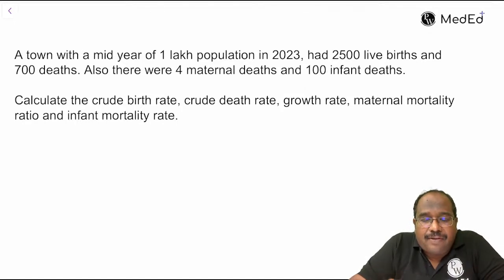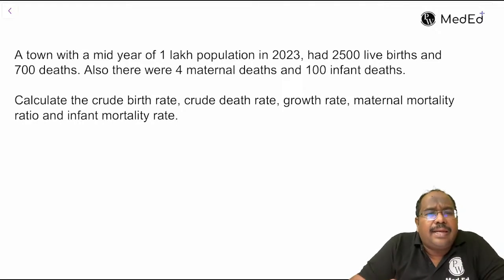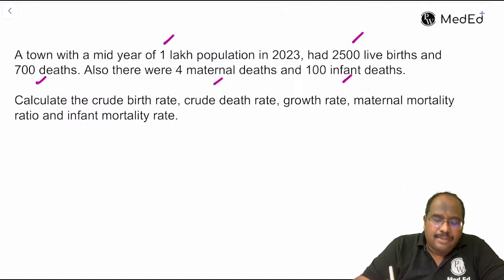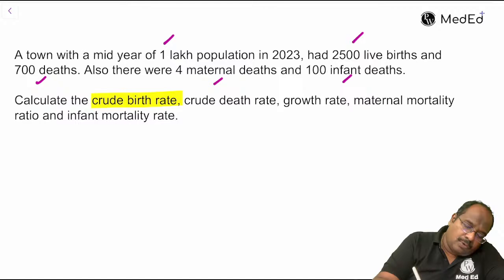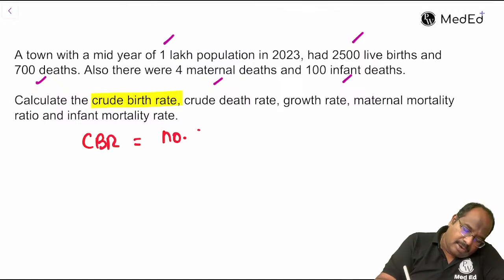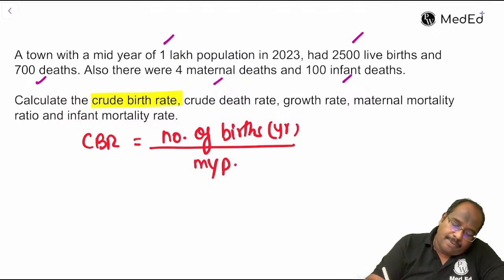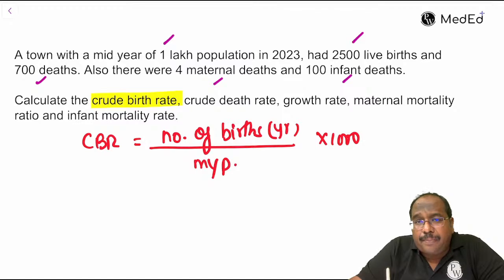The last problem. After that, we are going to discuss a case. Just an outline I will tell. They have given a mid-year population of 1 lakh, 2,500 live births, 700 deaths, 4 maternal deaths, and 100 infant deaths. They are asking to calculate the crude birth rate. Crude birth rate is CBR: number of births in a particular year by mid-year population, MYP.